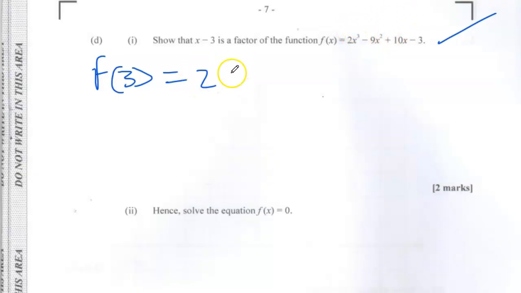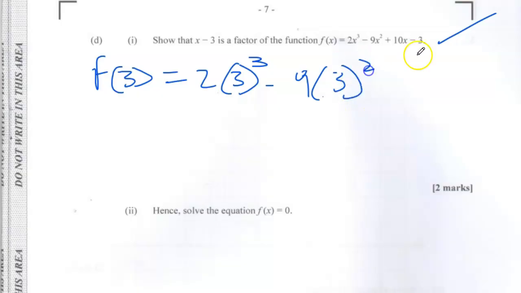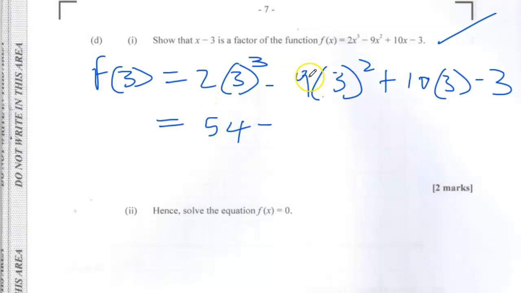So 2 times 3 to the power of 3, minus 9, replacing x with 3, so 3 squared, plus 10x, that's 10 times 3, minus 3. So let's calculate this now. So 3 cubed, that's 27, 27 times 2, that's 54. Remember the order of operations, we do the powers first, indices first. So 3 squared is 9, 9 times negative 9, that's negative 81, 10 times 3, that's 30, take away 3.